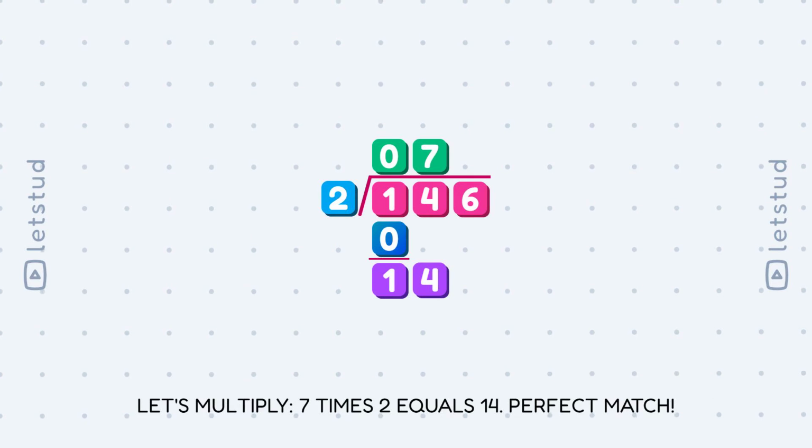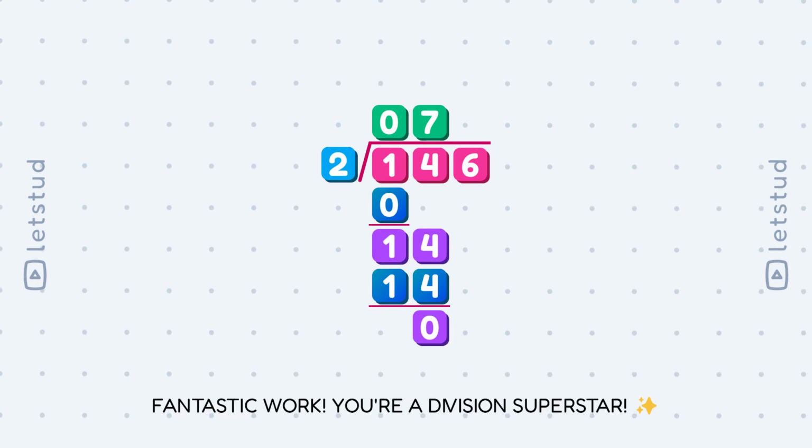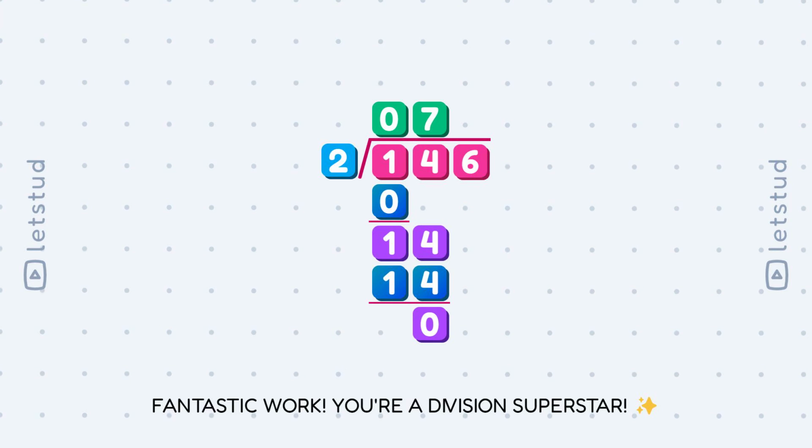Let's multiply: 7 times 2 equals 14, perfect match. Subtract 14 from 14. What do you get? 0, we've got no remainder this time. Fantastic work, you're a division superstar.